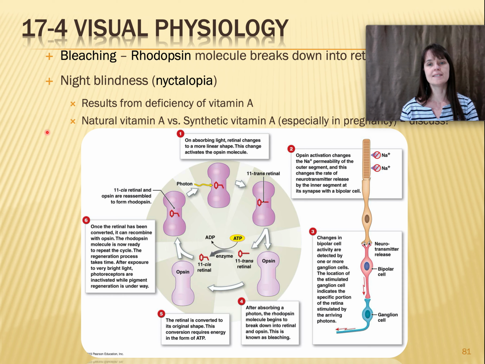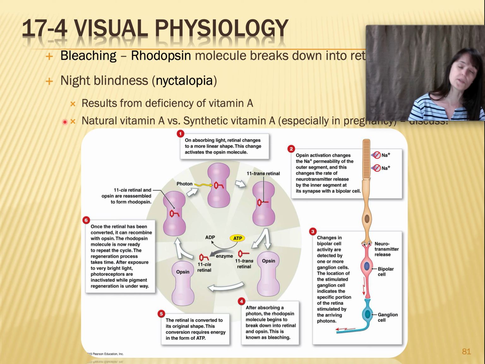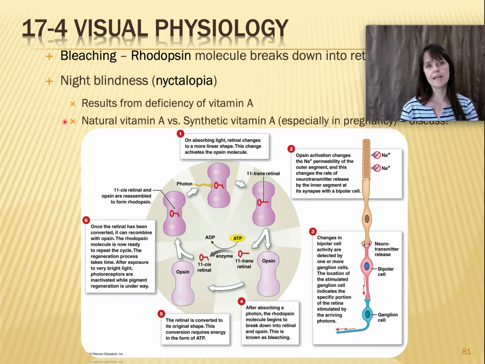Now, natural vitamin A and synthetic vitamin A will both work for your normal everyday night blindness. You can overdose on vitamin A, more easily on synthetic vitamin A. Natural vitamin A you can also overdose on. There's lots of vitamin A in livers, and especially in polar bear livers. There's so much vitamin A in polar bear livers that it can kill you. Yeah, so don't eat polar bear liver, ever, ever.